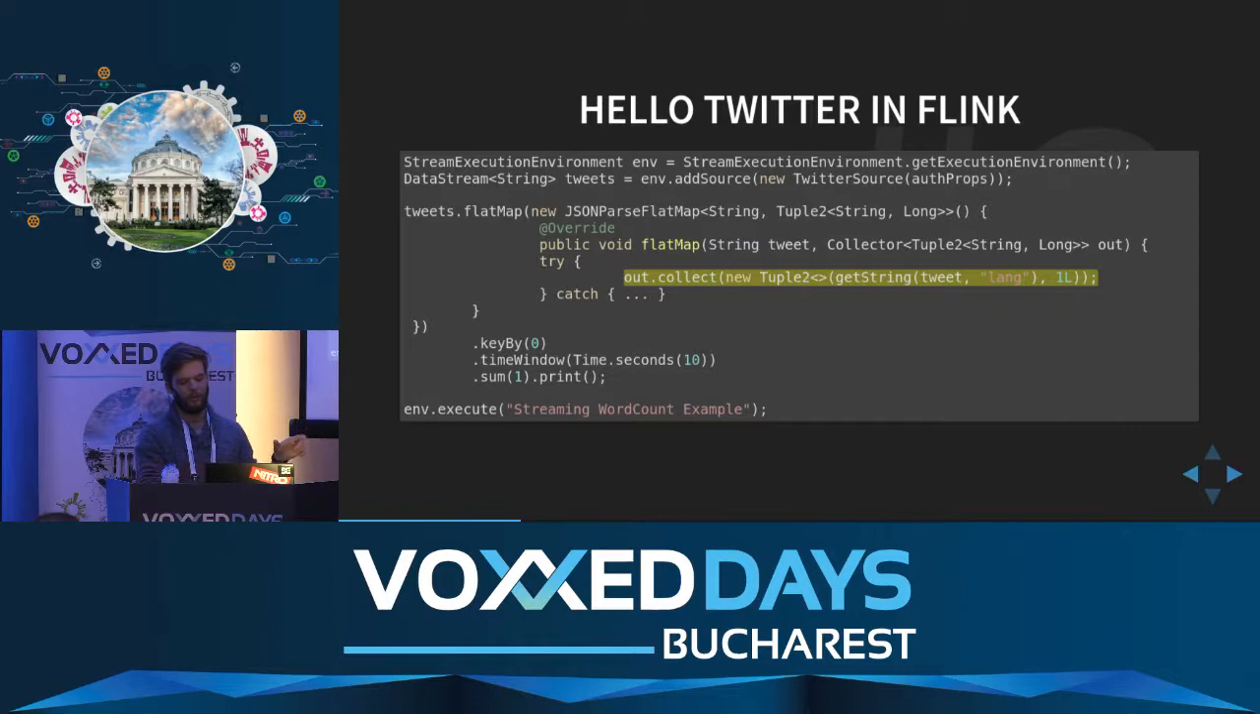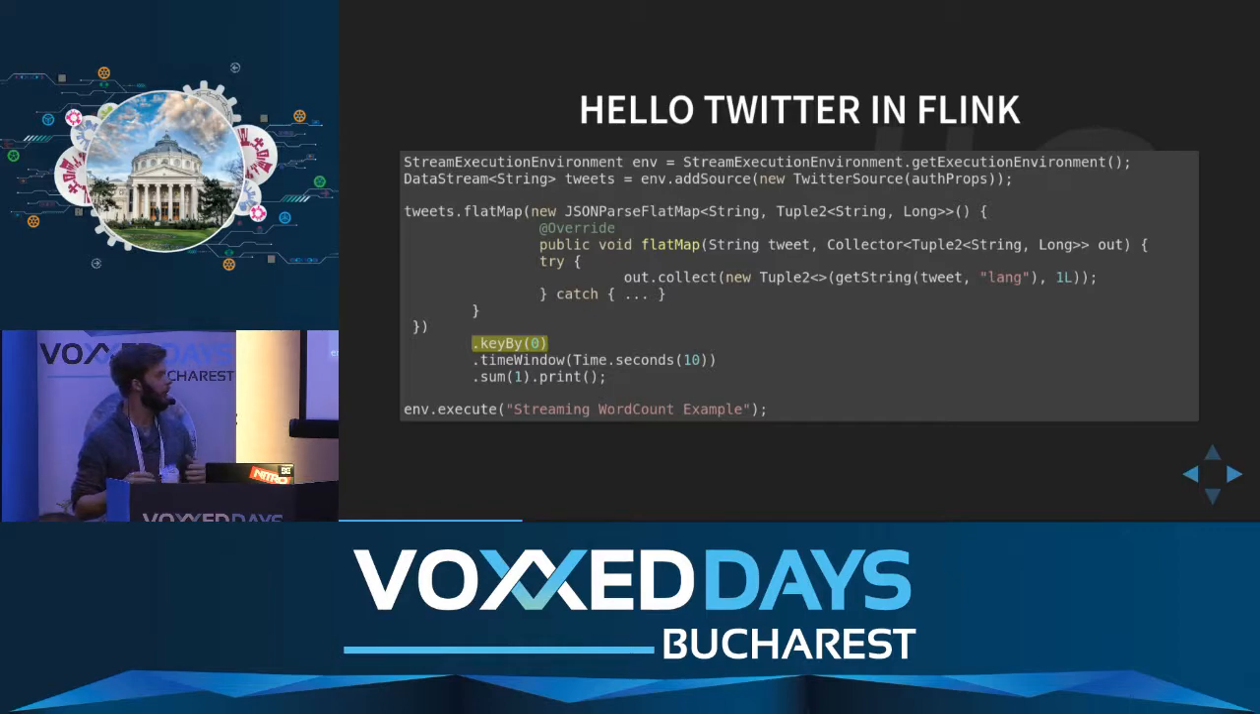Okay, now I have these tuples of language and 1, and then I key this by the first part of the tuple, which is the language. So it means Flink sees, okay, this is a German language. I push it to this operator, or to this server. Yeah, it's Romanian to this one, another Romanian to this one, another German to this one, and so on.